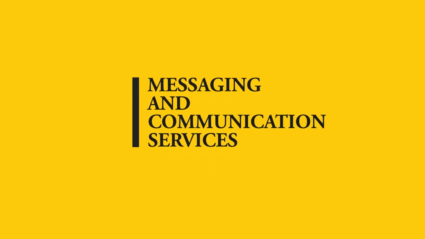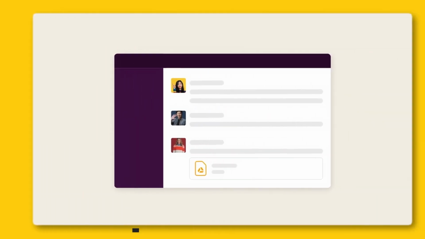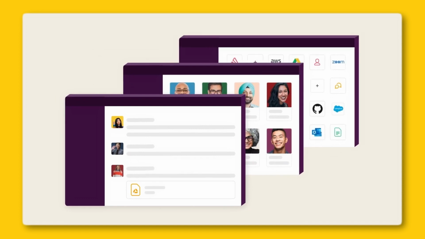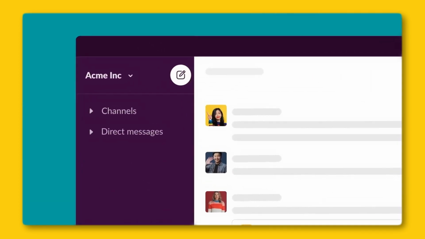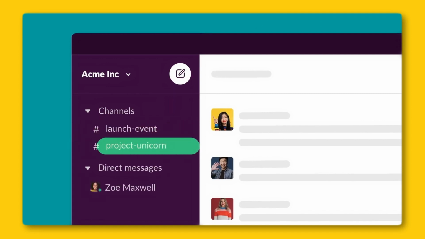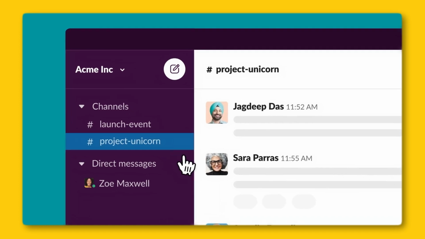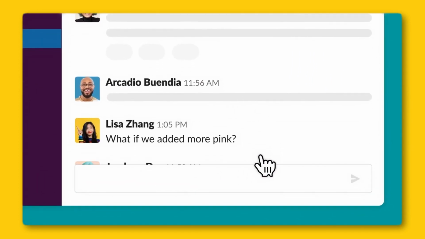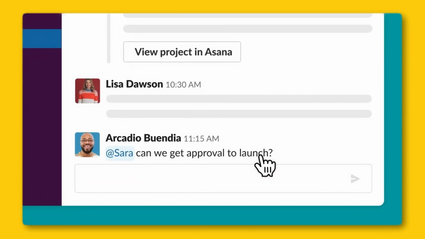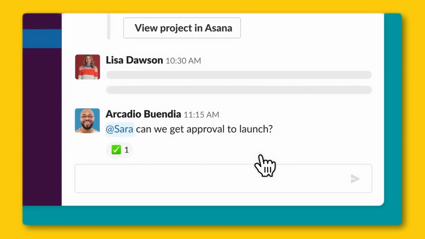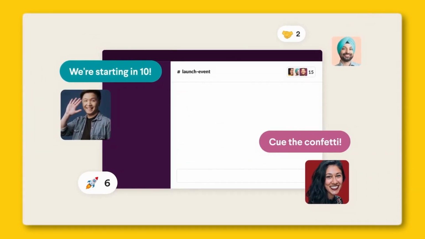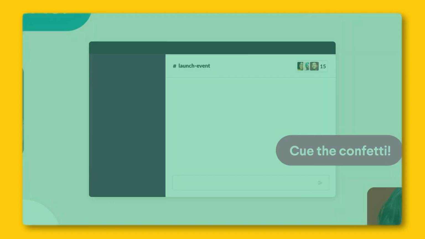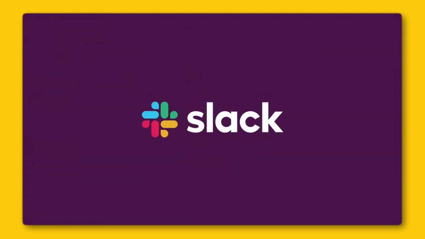Messaging and communication services. Slack. In a bustling digital city, Slack stands as a vibrant hub where teams gather. Picture a modern marketplace of ideas, where conversations flow seamlessly in dedicated channels, whether public or private. Street performers, represented by various app integrations, enhance the experience, ensuring that there's always a tool or bot to assist with any task. It's a place where collaboration is not just encouraged, but celebrated.